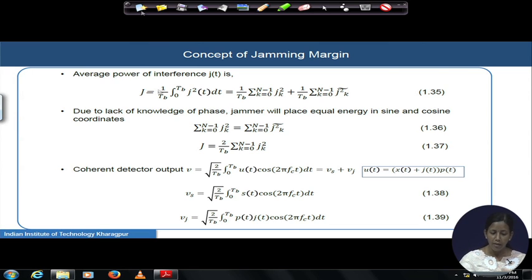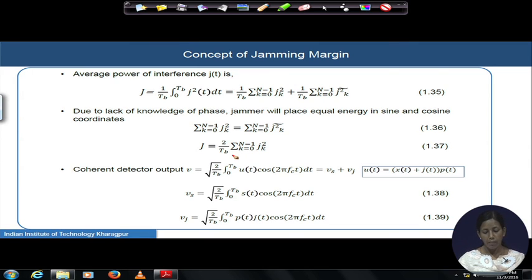If I am interested in the computation of the average power of the interference, the jamming power, it will always be given by the square of j(t), the jamming signal, integrated over the duration of the bit, and utilizing the previous equation I can write it like this. As the jammer has no information about your phase, he will load equal power on the in-phase as well as the quadrature phase, and equating both of them, finally the jamming power is nothing but twice any one of these powers that I have represented here.